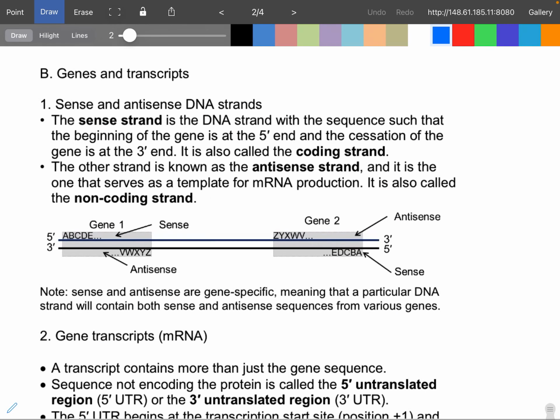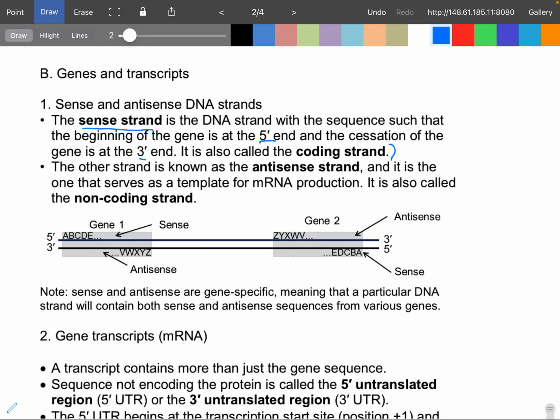Now that we're refreshed about what DNA structure is like, let's talk about genes and then also transcripts. And the first thing I want to mention are sense and antisense DNA strands. By definition, the sense strand is the DNA strand that contains a gene sequence such that the beginning of that gene is at the 5' end, and then the cessation or the end termination of that gene is at the 3' end. This is also called the coding strand, and we call it the coding strand because the DNA sequence is occurring in the same direction that the final protein sequence, amino acid sequence, will.